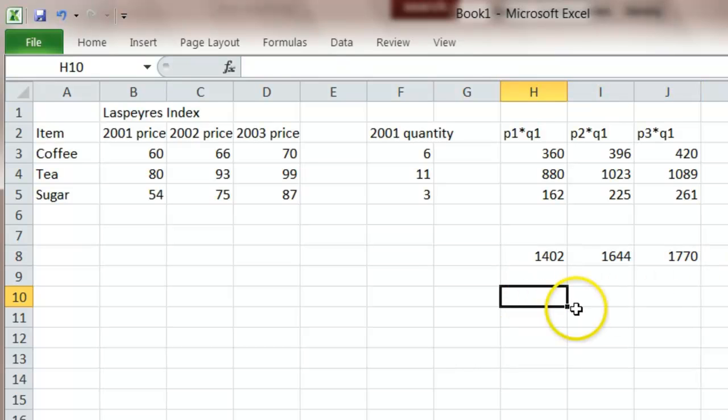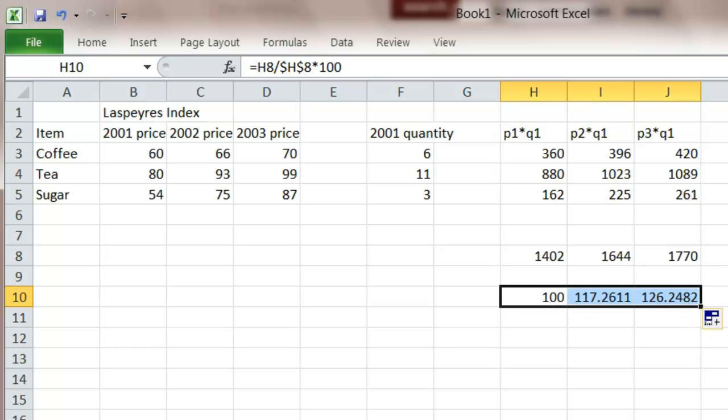So if we start from 2001, and we're going to call that basket our base year, so we have equals this number divided by this, but I need to put in dollar signs because I'm going to use this as my constant denominator, times 100. That comes to 100, and then I work my way along, and I see that in the second year prices of my basket have gone up by 17.2%, and by 2003 they've gone up by 26.2% relative to 2001.